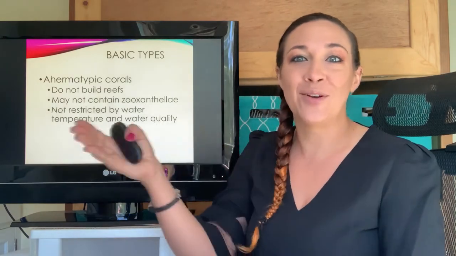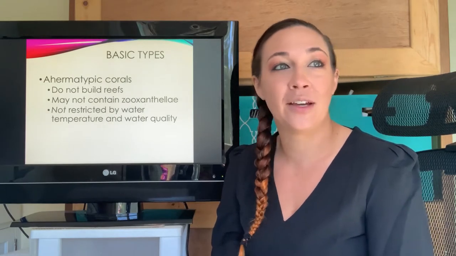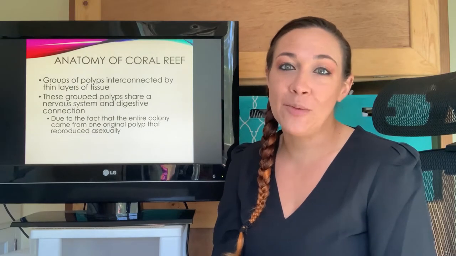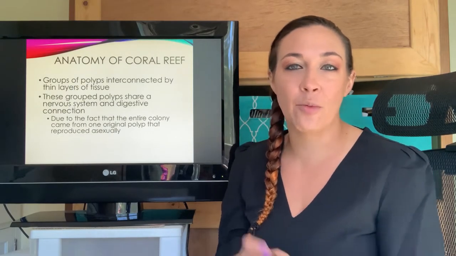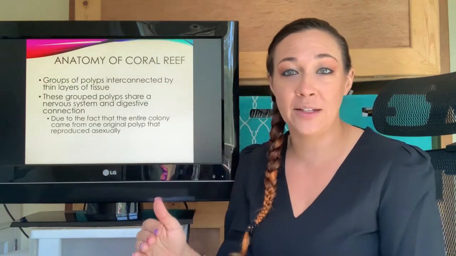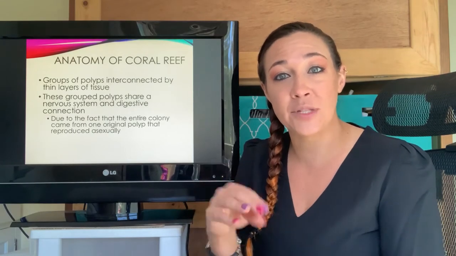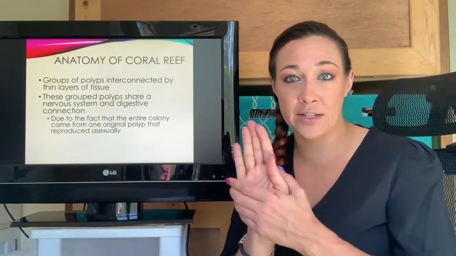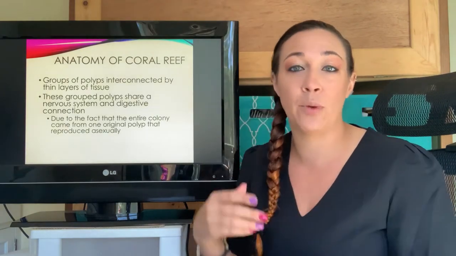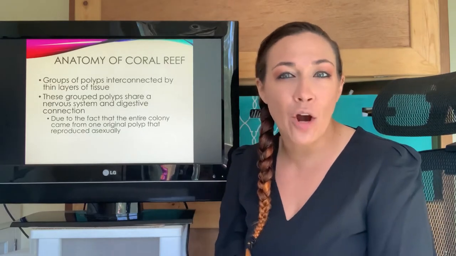Well, they don't have symbionts doing photosynthesis for them, and therefore they don't need the sunlight the way the hermatypic corals do. Now let's talk about the anatomy of a coral for a second. Remember we did talk about the polyps that are growing out of the calcium carbonate skeleton. So that calcium carbonate skeleton actually gets laid down by each of these polyps and they kind of grow out of it. So we're gonna see that in the next image. They kind of grow up and up and up and up and out as they keep laying down more calcium carbonate below them. The polyp always remains on the top and they are connected.